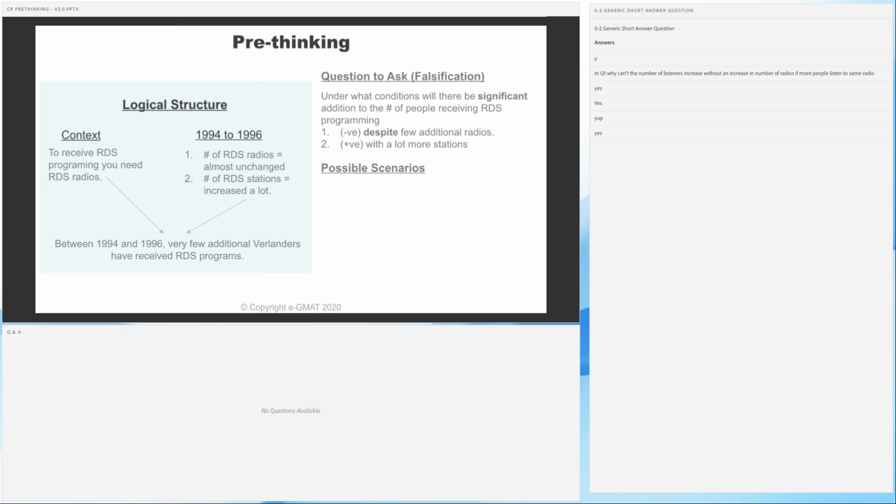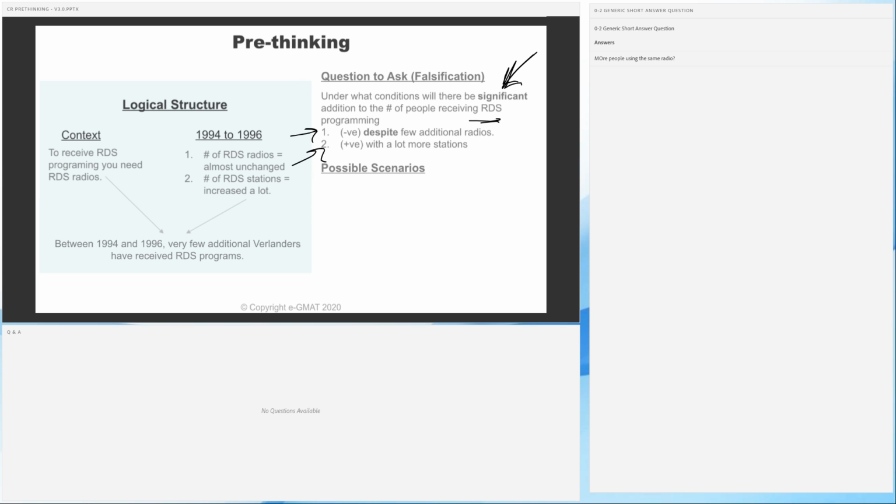So we're going to follow the same process. And I wanted to ask you this question. We're going to look at every answer choice, but let's not go to answer choices yet. Remember, pre-thinking is done before you look at answer choices. Under what circumstances will there be a significant addition to the number of people receiving RDS programming, given the fact that there are very few additional radios, but a lot more transmitting stations? Can you tell me some scenarios in which I can break this conclusion down, where there can be a significant addition?